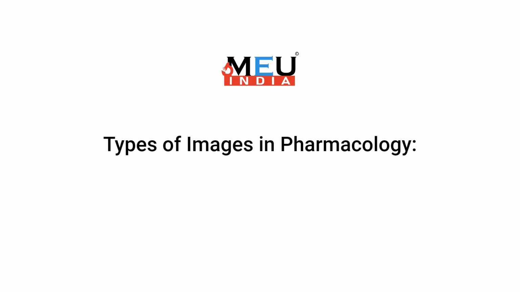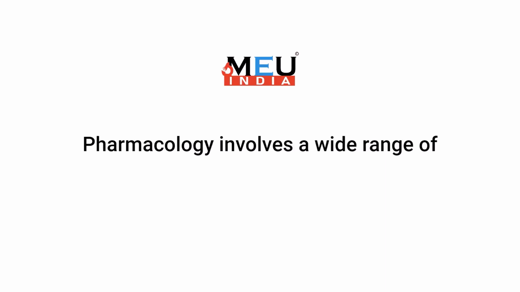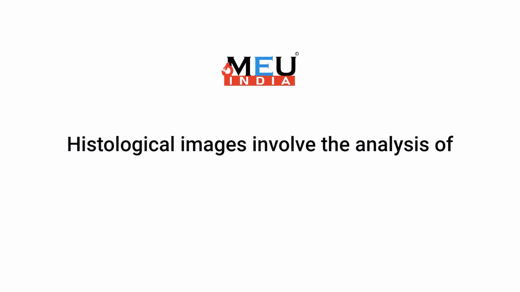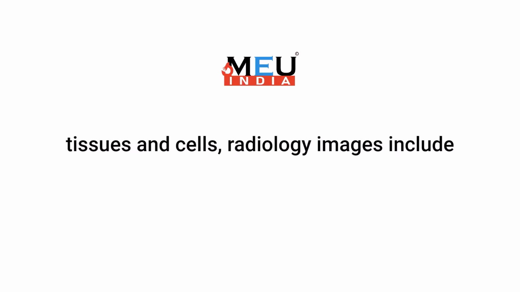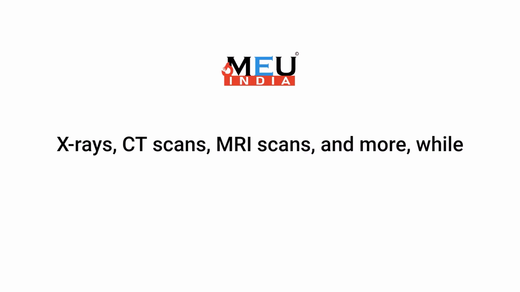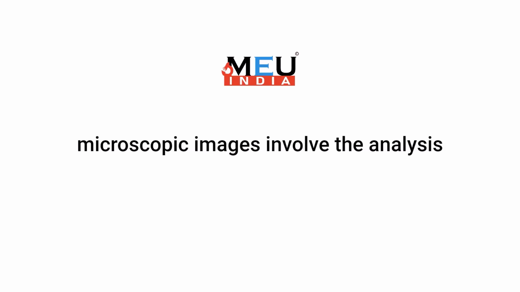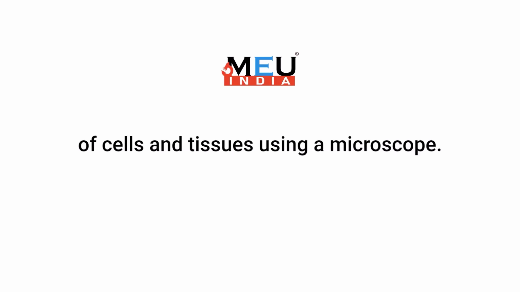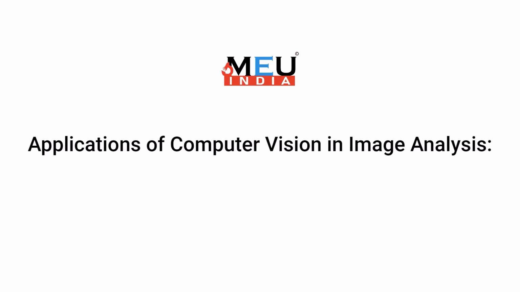Types of images in pharmacology. Pharmacology involves a wide range of images, including histological images, radiology images, and microscopic images. Histological images involve the analysis of tissues and cells. Radiology images include X-rays, CT scans, MRI scans, and more, while microscopic images involve the analysis of cells and tissues using a microscope.